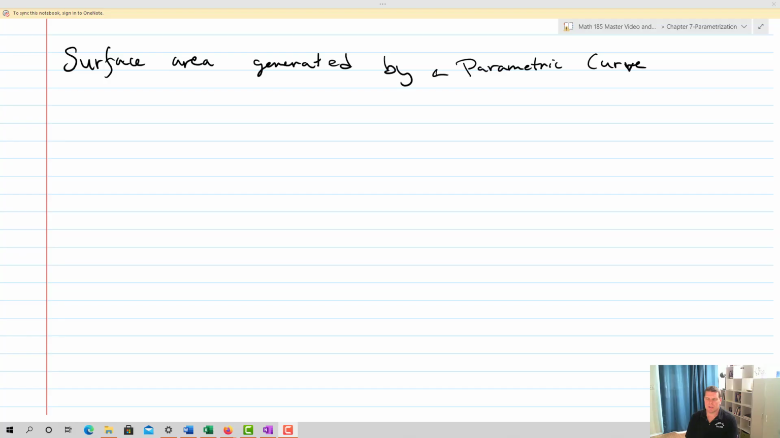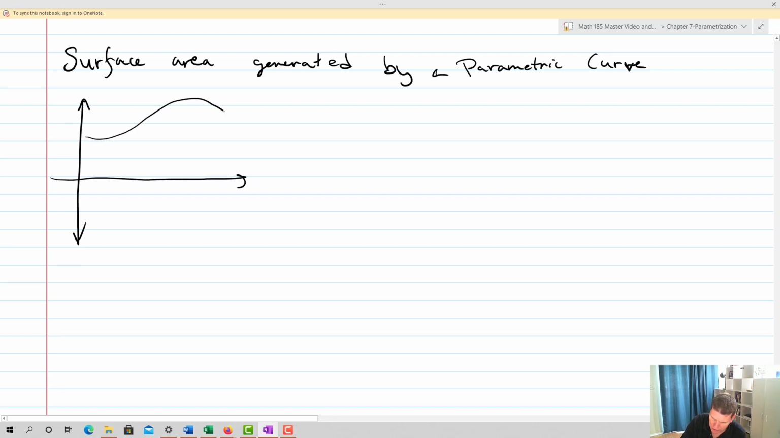So what about the surface area generated by a parametric curve? Well, it's going to look a lot similar to what we have been doing. So imagine we've got a curve in space. Here's our parametric curve. It's got a parametrization. What we do is we revolve it around an axis of some sort, and what we get is this revolution somehow. This is going to be from the value t equals a up to t equals b.